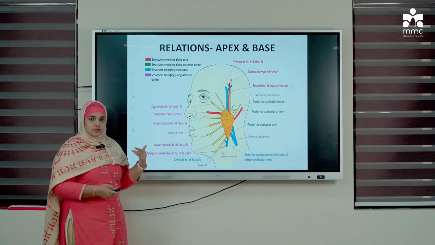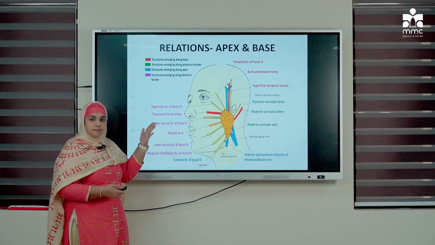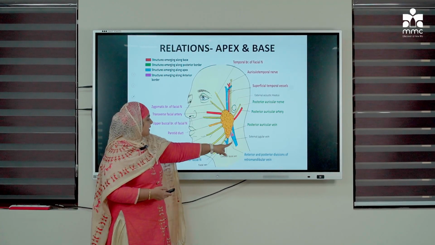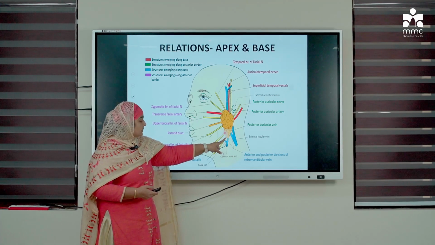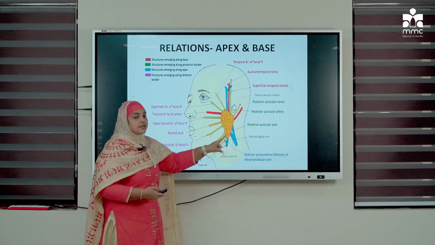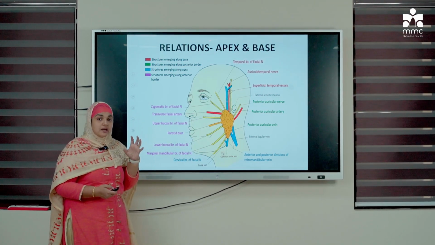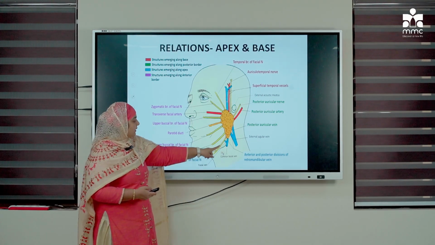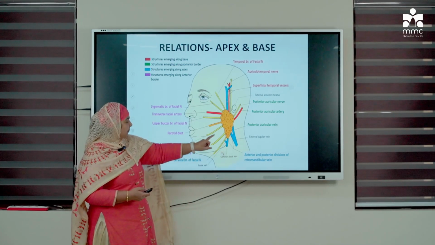Now let us talk about the relations which are related to the different presenting parts of the gland. First, let us see the apex. At the apex, we can see the cervical branch of the facial nerve and the two divisions of the retromandibular vein. So the structures that are emerging through the apex are the cervical branch of the facial nerve and the anterior and posterior divisions of the retromandibular vein.